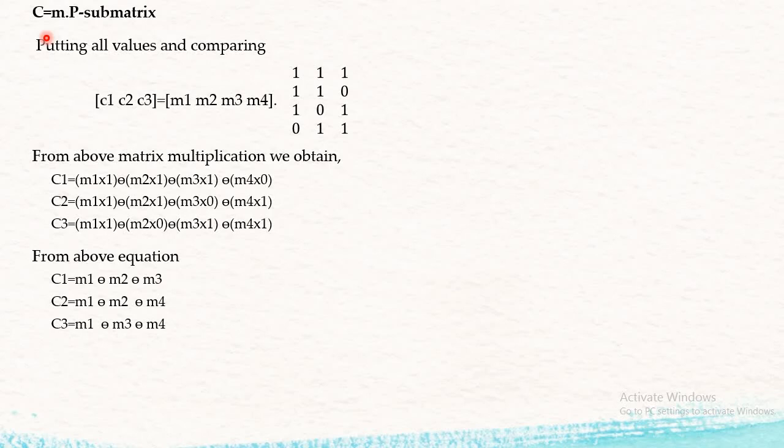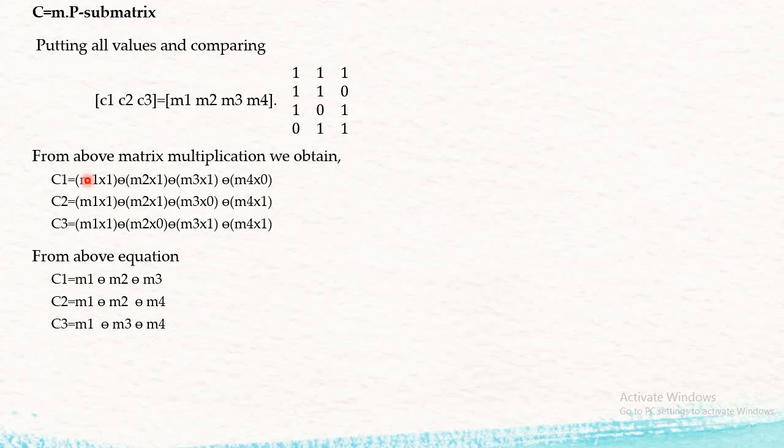Then to find the check bits, we know C is equal to M times the P submatrix. The check bits are C1, C2, C3, and the message bits are M1, M2, M3, M4, which are multiplied by the P submatrix. So what does C1 come out to be? C1 is equal to M1 into 1, XOR M2 into 1, XOR M3 into 1, XOR M4 into 0. Similarly, we find the equations for C2 and C3, and once these relations are with us, we find the final equations for C1, C2 and C3.